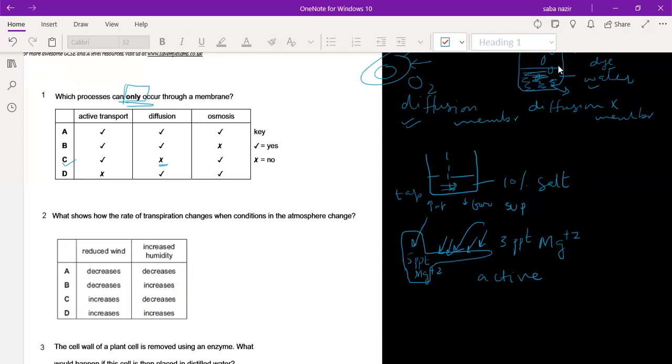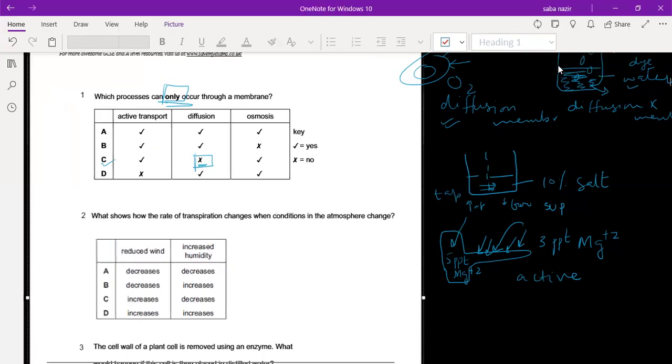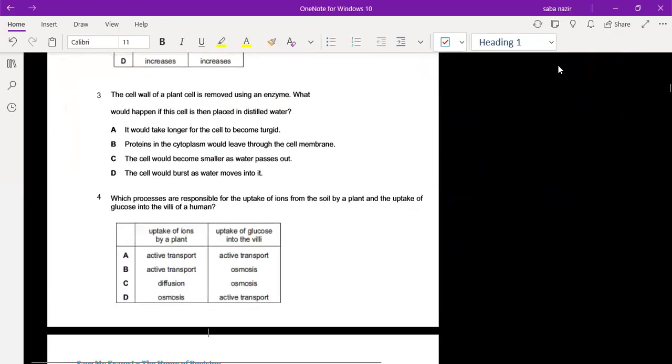So it means that diffusion is the only case that may or may not occur without the membrane, right? Let's move to the second question. Second question is not related with the topic. So right now we are skipping it and we are moving toward the third question.